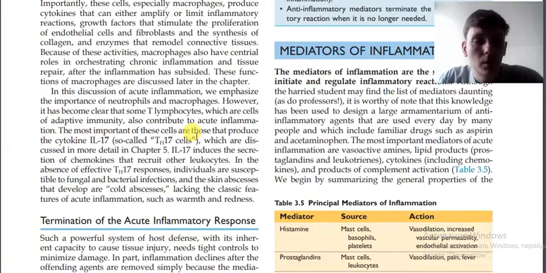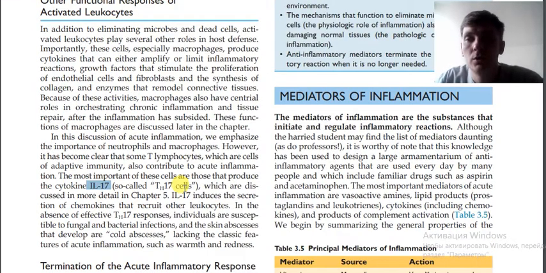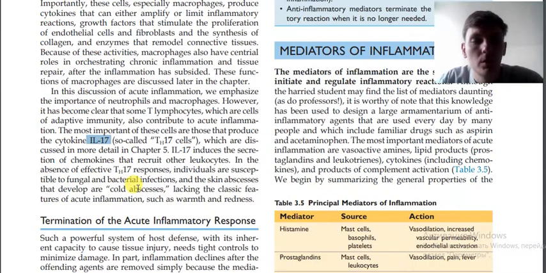The reaction includes the secretion of cytokines like interleukin 17. Later we'll discuss it. Then they induce the secretion of chemokines that recruit leukocytes. In the absence of effective T17 responses, individuals are susceptible to fungal and bacterial infections, and the skin abscesses that develop are called cold abscesses, lacking the classic features of acute inflammation such as warmth and redness. Keep it in mind when you find a patient with these symptoms, with a cold abscess.